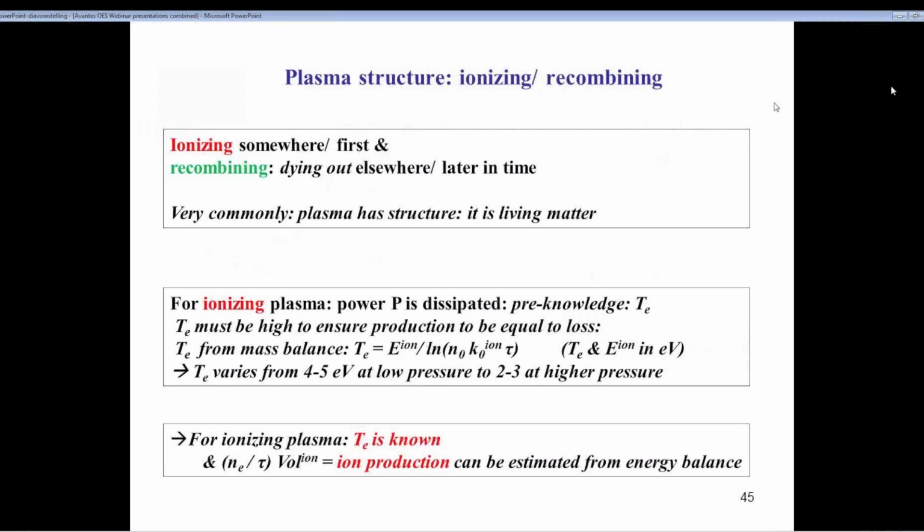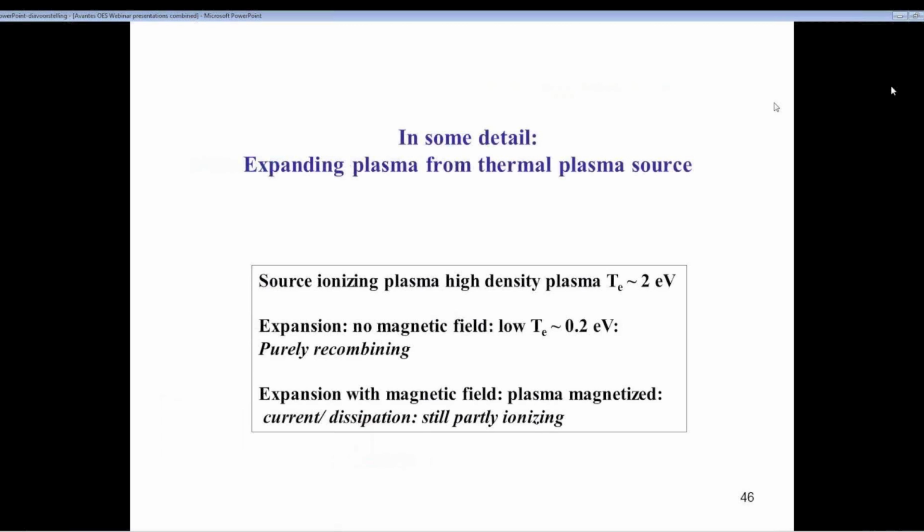which is that the electron temperature is a fraction of the ionization energy, and the fraction is determined by a logarithmic term of the neutral density, some effective measure of the excitation rate, and the time that the plasma lives. It varies from 4 to 5 eV at low pressure to 2 to 3 eV at higher pressure. I will use this analysis later to determine the temperature of hydrogen plasma. So for ionizing plasma, the T_e is known, but the ion production you can also estimate from a similar analysis of the energy balance.